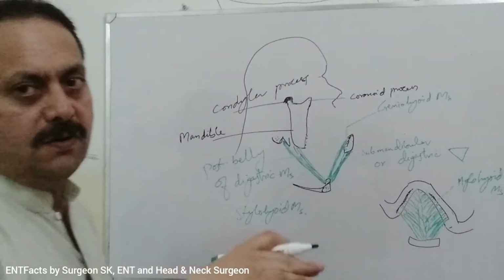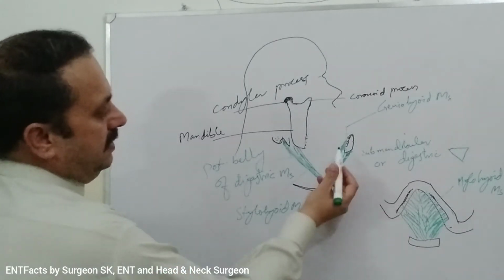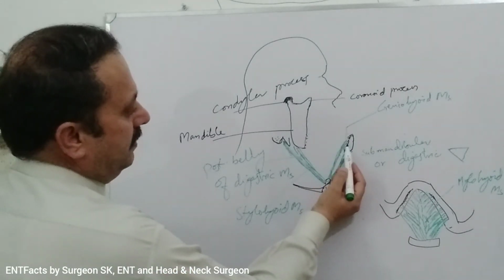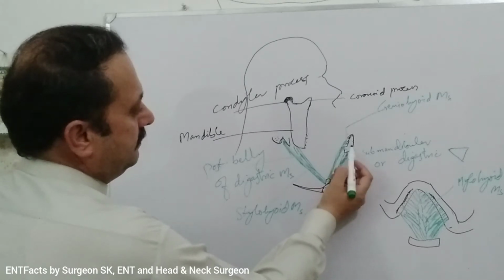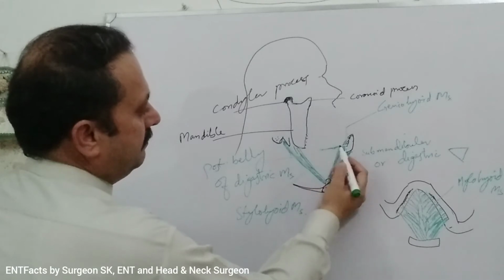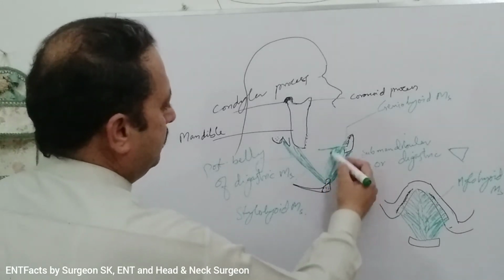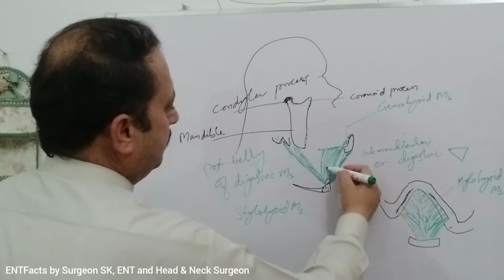This forms the floor of the oral cavity. This muscle, if I draw it here, will look like this, going posteriorly and downward to the hyoid.